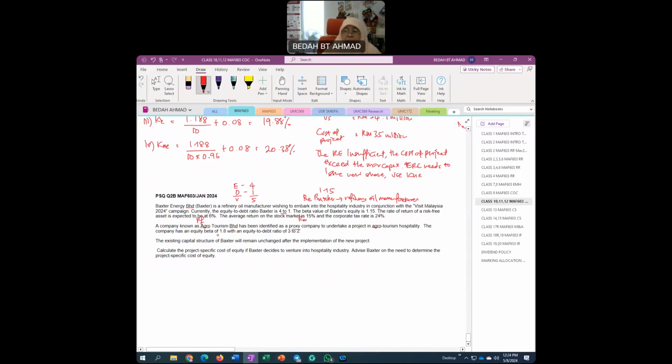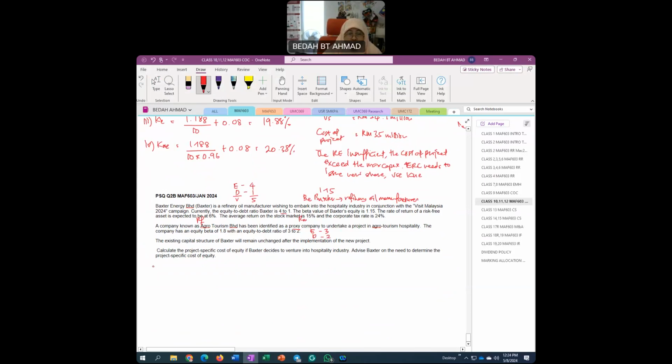So this is beta equity tourism. So equity to debt ratio: equity is 3, debt is 2, BE is 3, BD is 2. So existing capital remain unchanged. Calculate the project specific cost and advise.